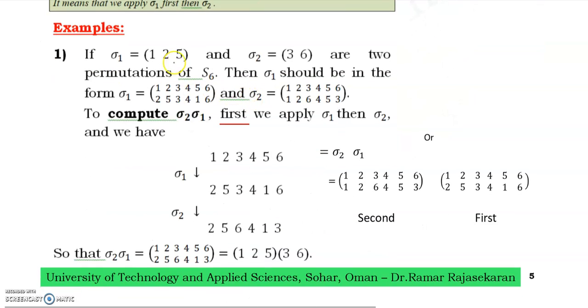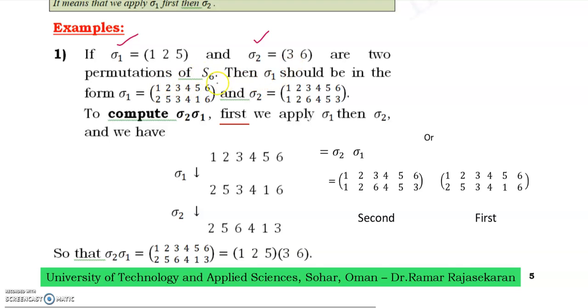Okay, now you see here, the cycle form is given. See, this is sigma 1, this is sigma 2. This is the cycle form of the permutation. This is the cycle form of the permutation. Okay, how to write this into the permutation form?